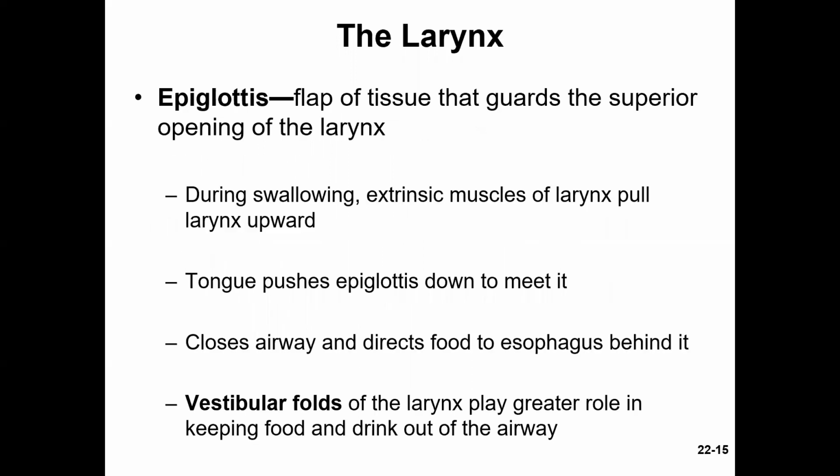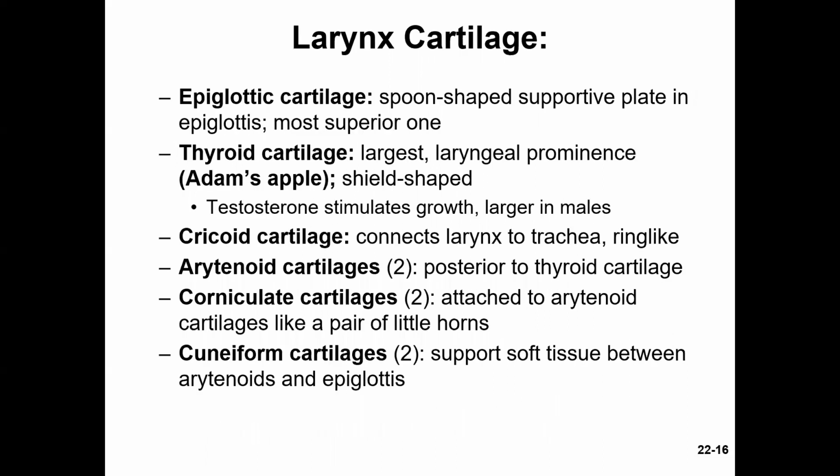The epiglottis, that is a flap of tissue that guards the superior opening of the larynx. During swallowing, the extrinsic muscles of the larynx pull the larynx upward. The tongue pushes the epiglottis down to meet it. This will close the airway and direct food to the esophagus behind it. The vestibular folds of the larynx play a greater role in keeping food and drink out of the airway.